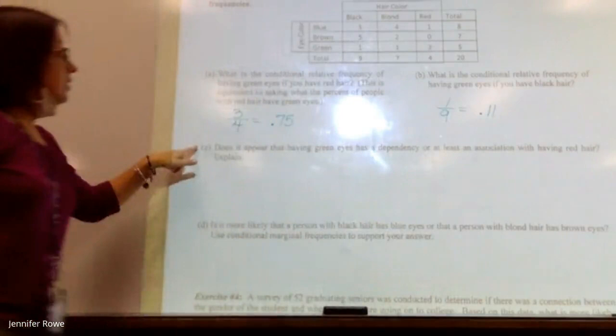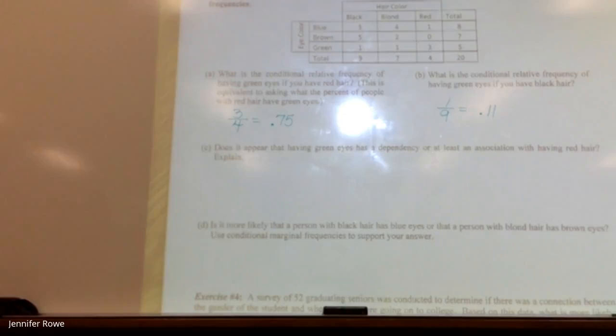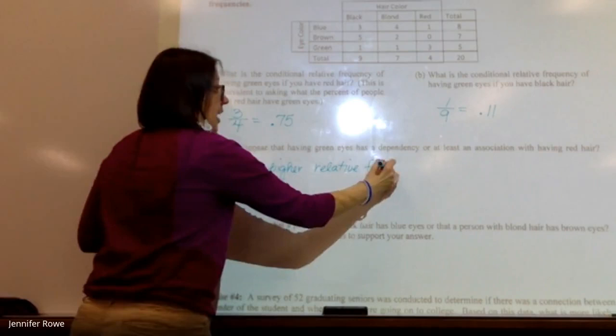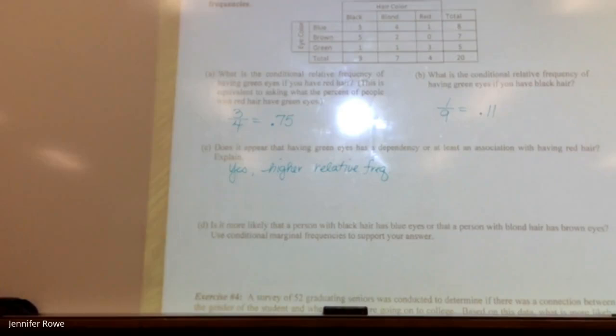Does it appear that having green eyes has a dependency or at least an association with having red hair? Yeah, it would look like it. Why? Because it has a much higher conditional relative frequency. Now, notice that it says, does it appear? Not does it. We're not making a sweeping generalization. We're talking about inside of that classroom. It does appear that there is a relationship there.